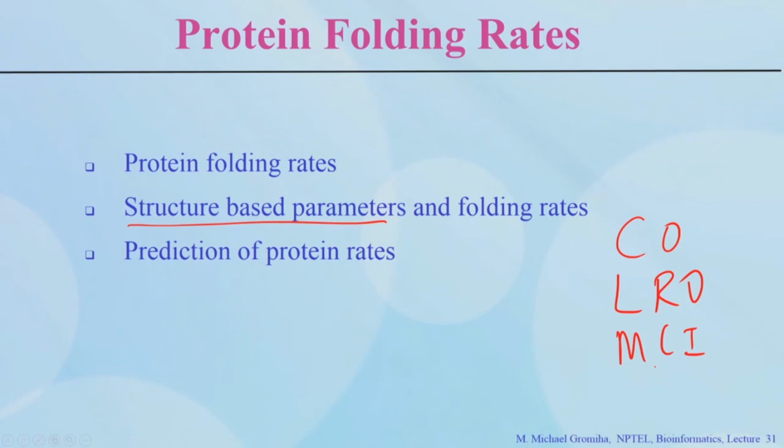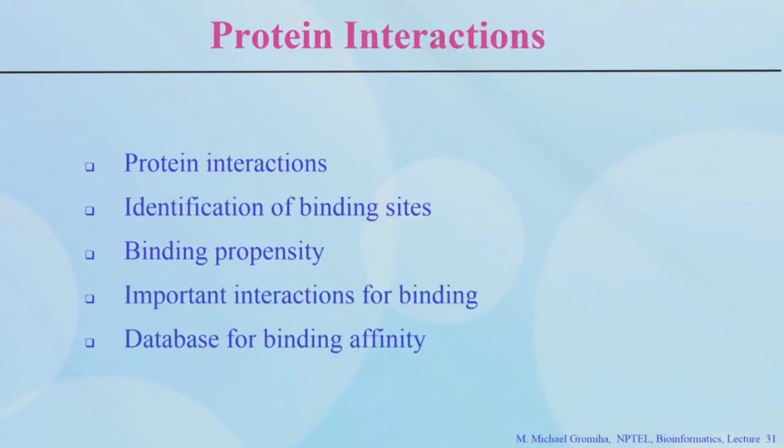So, we can get these numbers and directly relate them to the folding rates. Is there a direct relationship or an inverse relationship? It is an inverse relationship. These parameters are inversely related with the folding rates, because the more contacts there are, the more it slows down the folding process. Then we predict the folding rates based on the sequence, or from the structures, we can predict these folding rates.